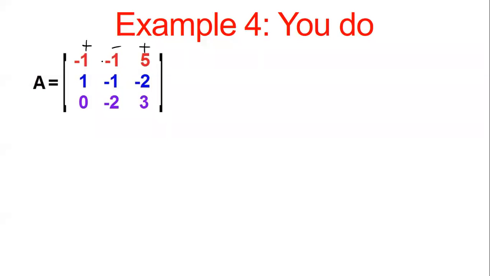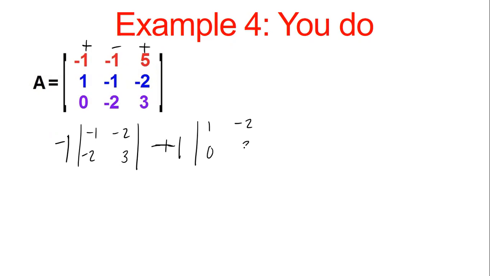Here we go. So -1, right? And then its minors are -1, -2, -2, and 3. Agreed? Minus -1. And a negative and a negative makes a positive. And its minors are 1, 0, -2, and 3. Agreed? Are we good? All right, plus 5. And its minor is 1, -1, 0, -2. Are we good on the setup?